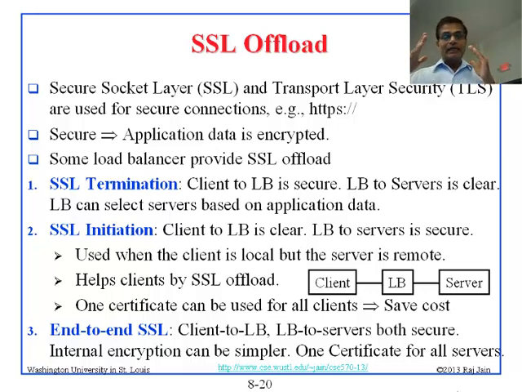But the idea is that if you have lots of clients and one server, then each client will need a certificate, and when you go to a certificate company like VeriSign, they charge you $20, $30 a certificate. So you don't want to pay that for 100 clients or 1,000 clients. You just use one certificate for the LB, and then this is encrypted. One certificate for all clients, saves cost.